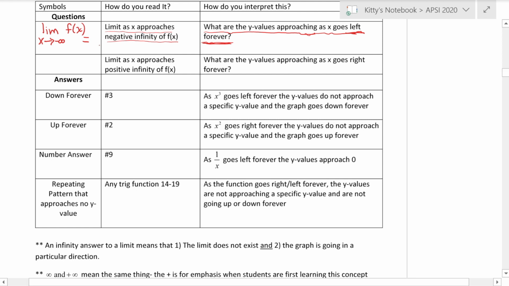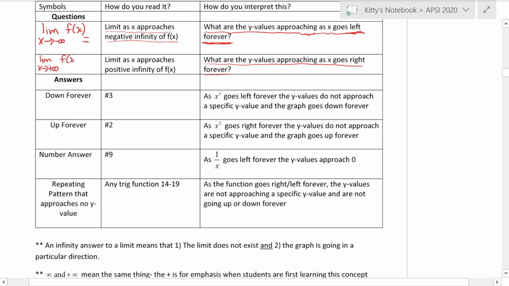For the second one, I bet you can guess how you do this, because now we want to ask what the y values are approaching as x goes right forever. So again, we're going to do that limit, because we want to know if something is limiting the y values. A limit is something that you approach. So what are the y values approaching means limit. And now, if you want to go right forever, I bet you can guess what we're going to put there. We're not going to put a negative infinity. We're going to put a positive infinity.